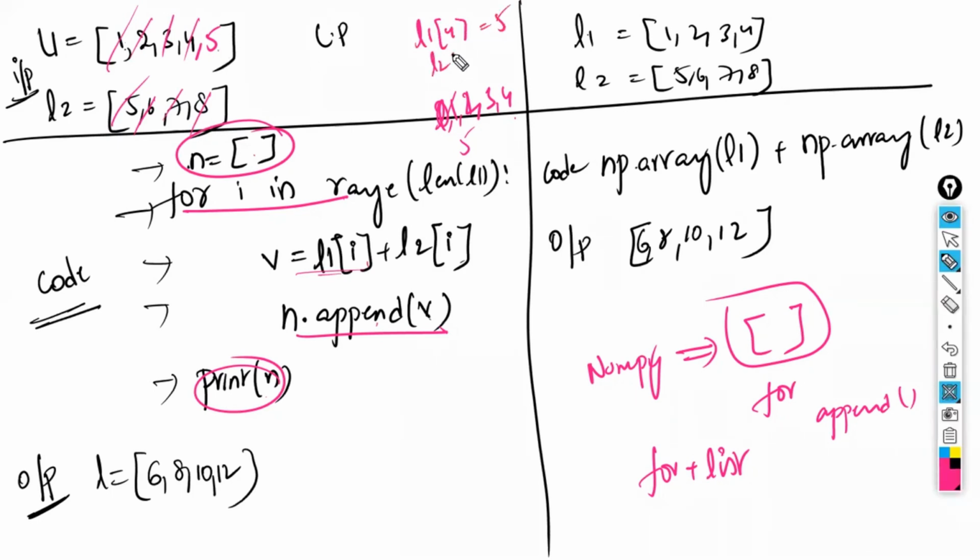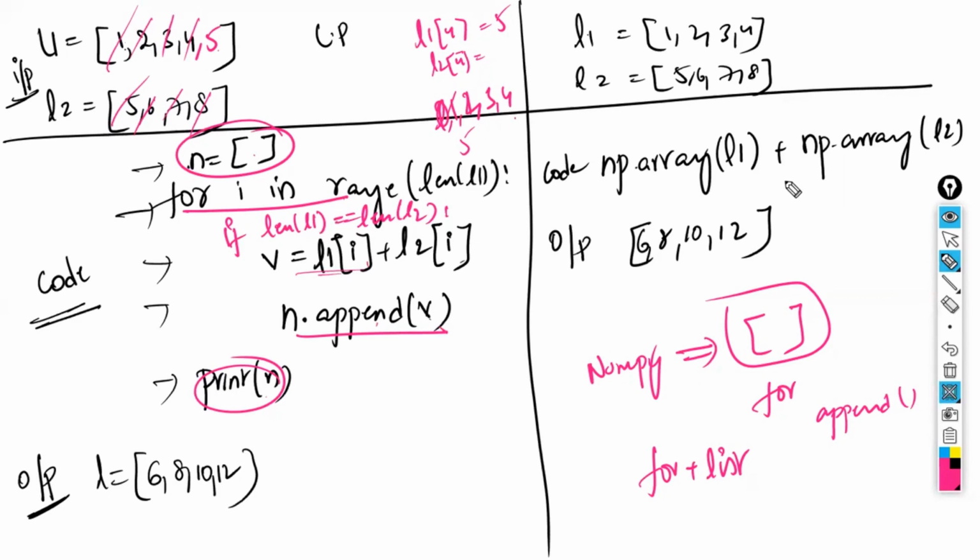But whereas L2 of 4, what is the output? It is going to throw an index error. So this function will work only if length of L1 is equal to length of L2. If both of them are equal only, this will work. Otherwise, it will not work. So we write within the for loop the condition: if length of L1 is equal to length of L2 only, it has to execute in this way. If both of them are not equal, it will not execute.